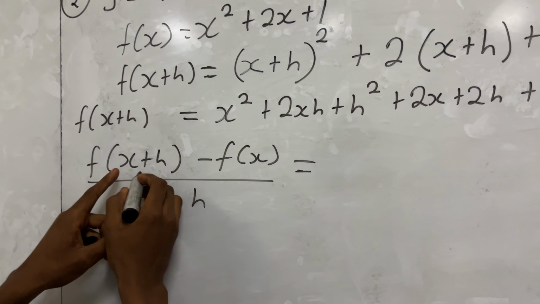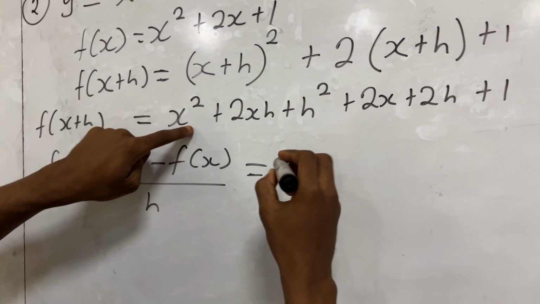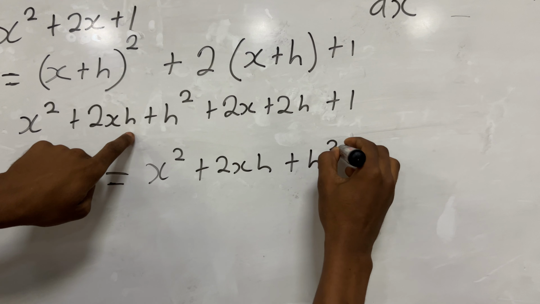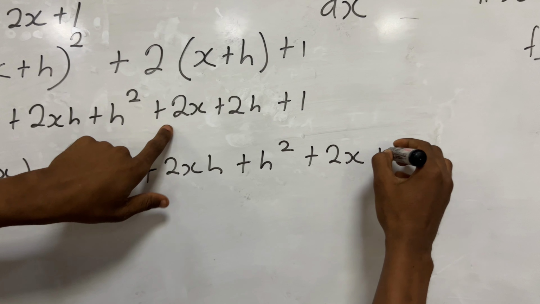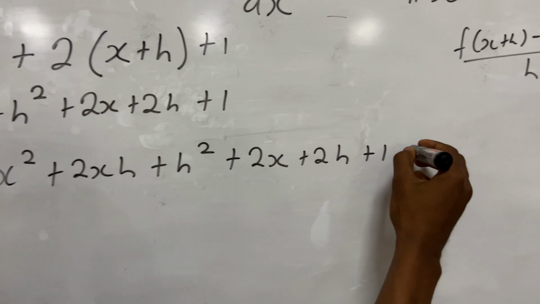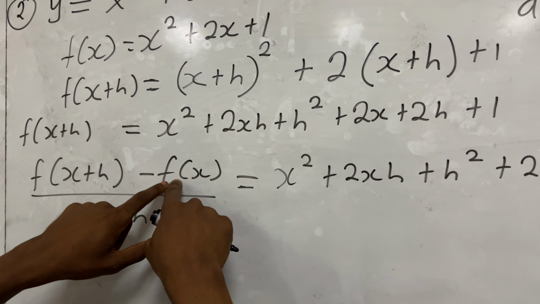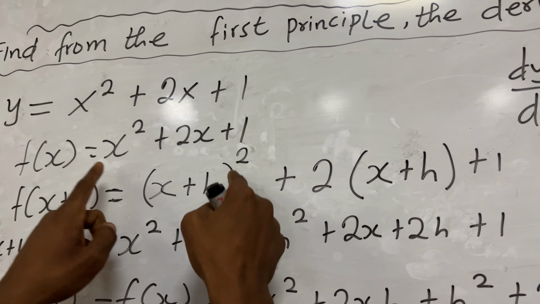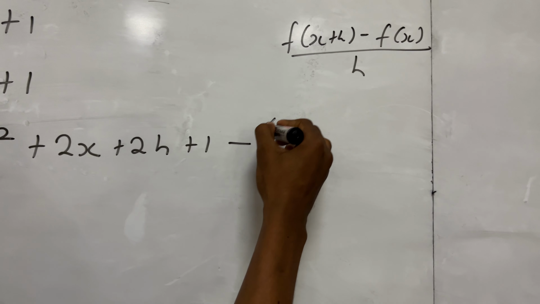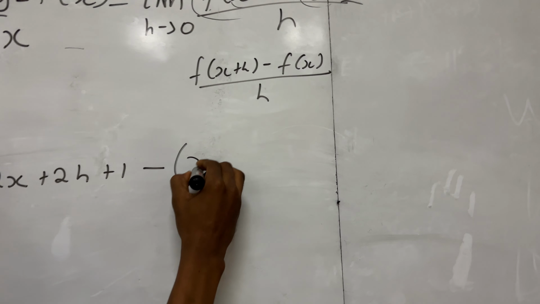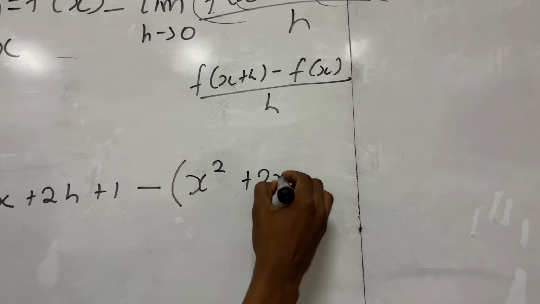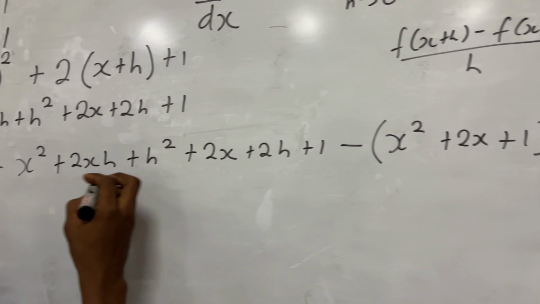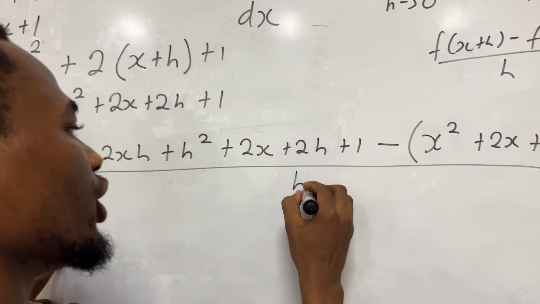So what is my f of bracket x plus h? It's here. So I have x squared plus 2xh plus my h squared plus my 2x plus my 2h plus 1 minus, where is my f of x? My f of x is here. My f of x, in terms of x, I have this whole expression. Because it is an expression, I will enclose it using my parentheses. So I have my x squared plus my 2x plus my 1. Note, it's an expression, so it has to be in parentheses. All over my h.